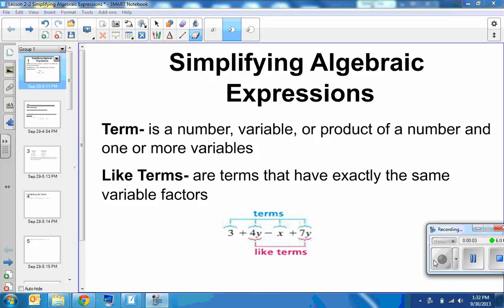Hey everyone, so today we're going to look at simplifying algebraic expressions. You need your notebook, a calculator, and a pencil for today's lesson.